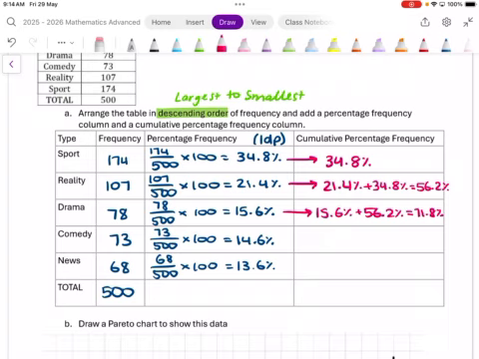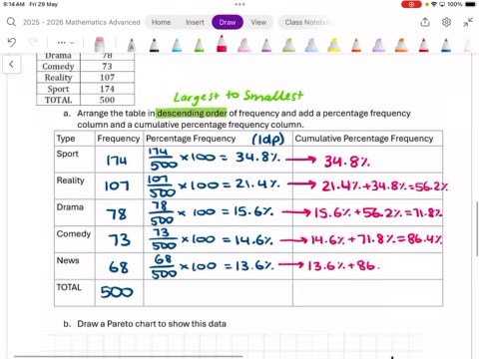For comedy, we bring across our 14.6%, add it to our 71.8% to get 86.4%. And then our last one, we go our 13.6% plus our 86.4% to get, what percentage do you reckon we should get? 100, okay? So you know you've made a mistake there if you don't get 100%. Because they've all been rounded correctly to 1 decimal place, it is going to add up to 100%. Okay, same if you correctly round it to the nearest percentage, it will work as well.